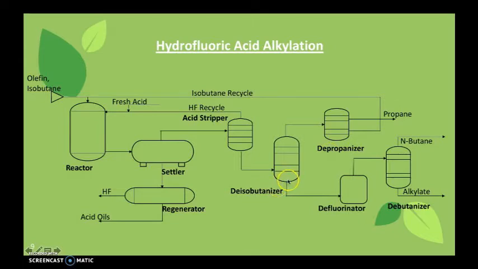While the bottom stream, or the underflow, of the deisobutanizer will enter into a defluorinator, and after that it will enter into a debutanizer, in which it will separate our product from the N-butane. And that's it for the process flow diagram.